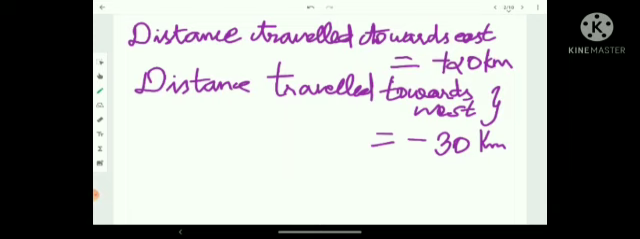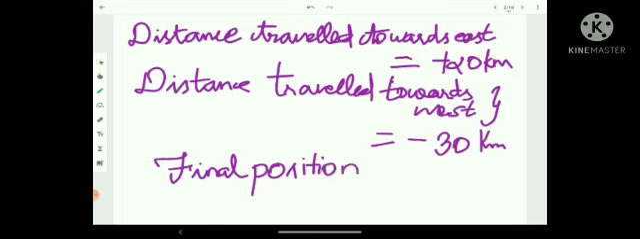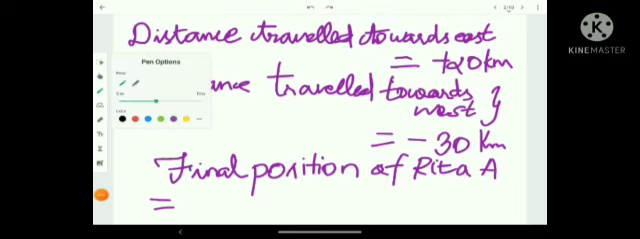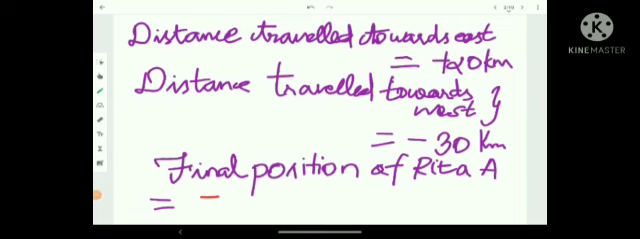So now the final position of Rita from A. She traveled from A only, so we have to find it from A only. We are going to do the calculation. I am using red color. You don't need to specify this plus, so you can write an asterisk. Plus means asterisk, 20 kilometers.